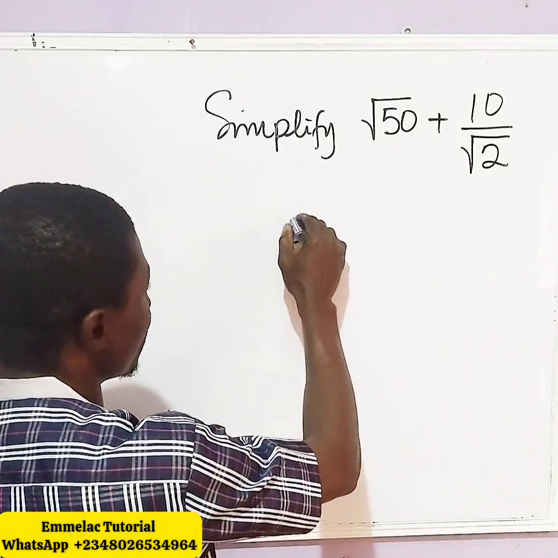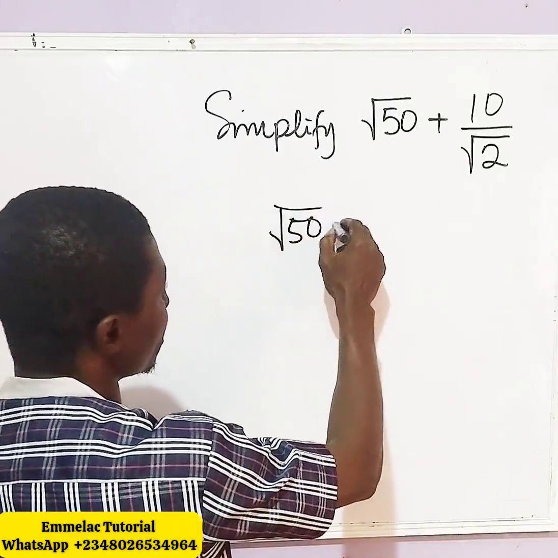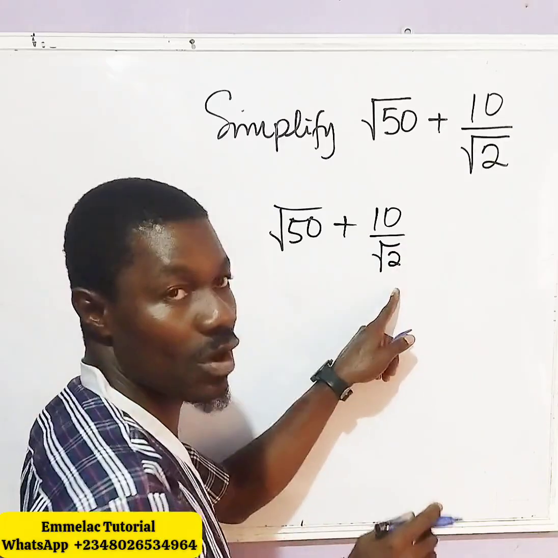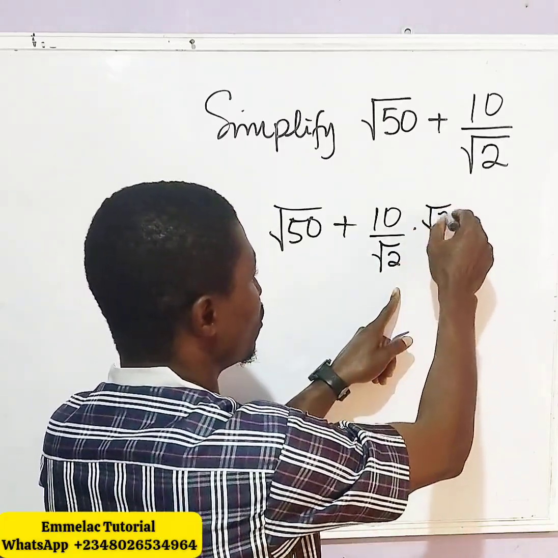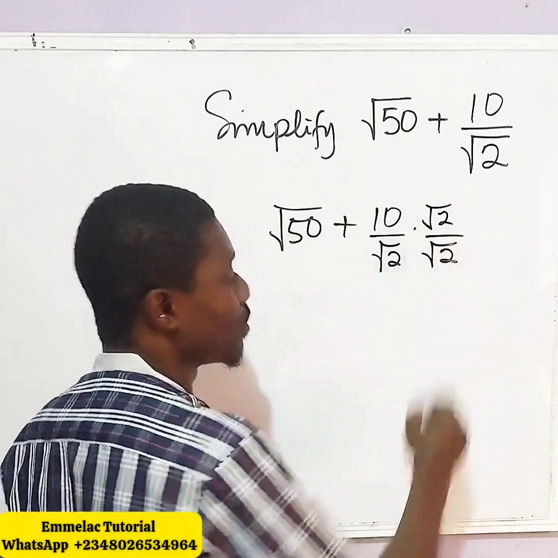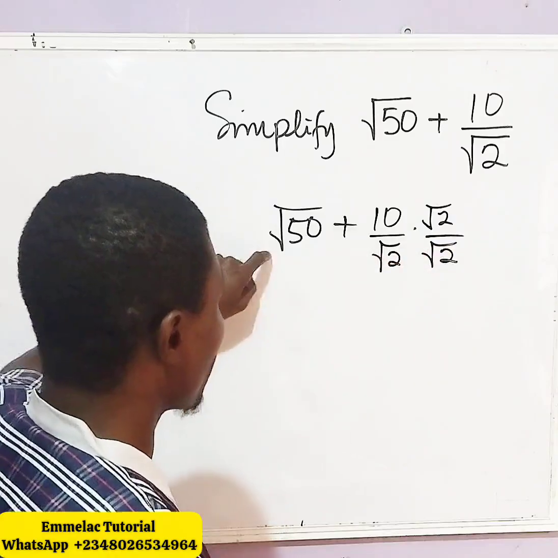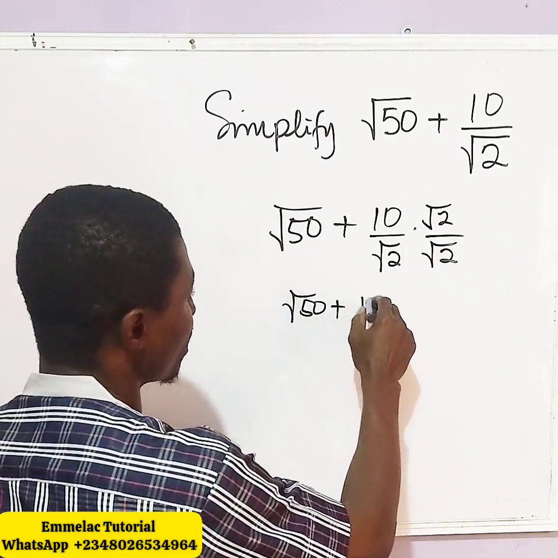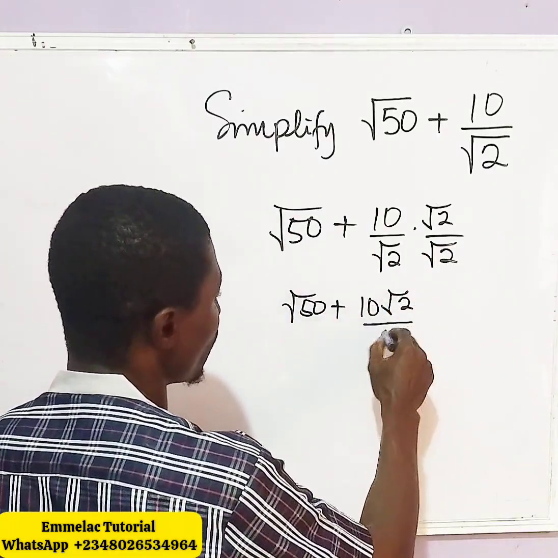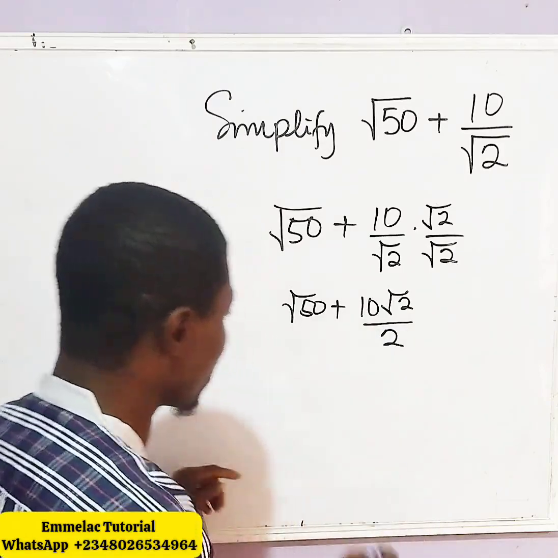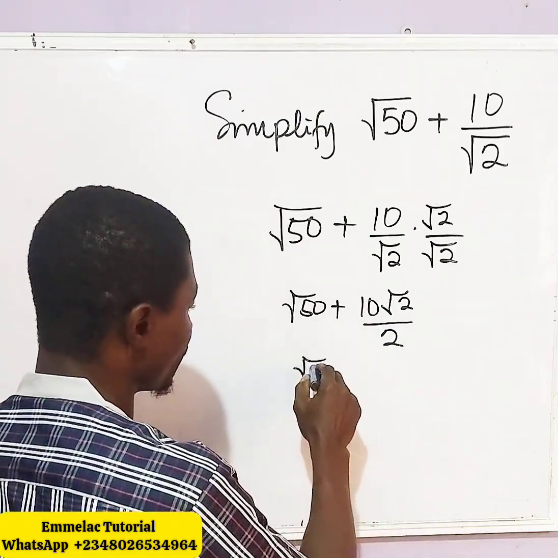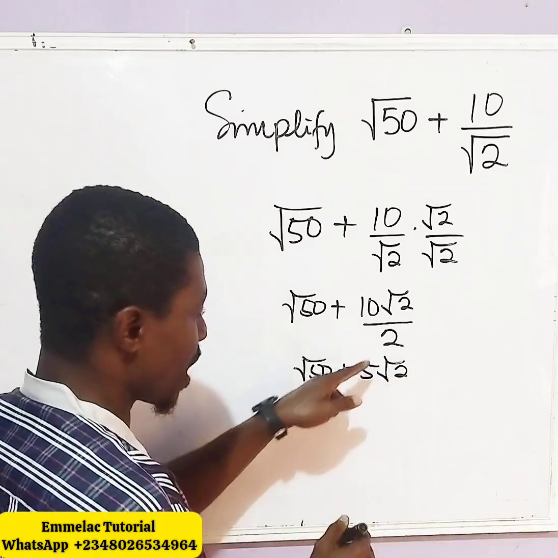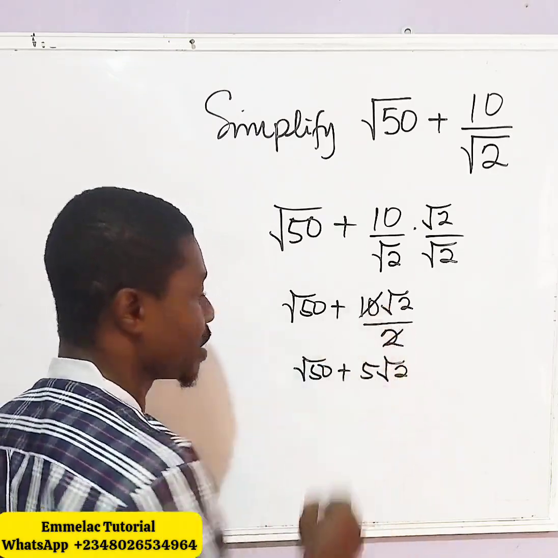So here we have the root of 50 plus 10 all over the root of 2, then we have to rationalize here, root 2 all over root 2. Now be careful not to multiply this by this, that should be only this. So here we have root 50, then plus 10 root 2, then all over 2. Okay, so with this now, we have root 50 equals 5 root 2, and this eliminates this.